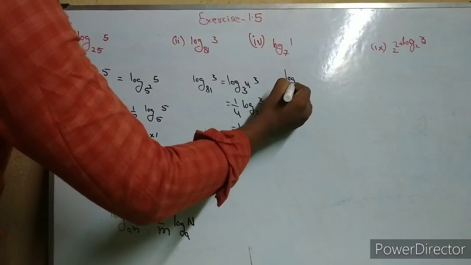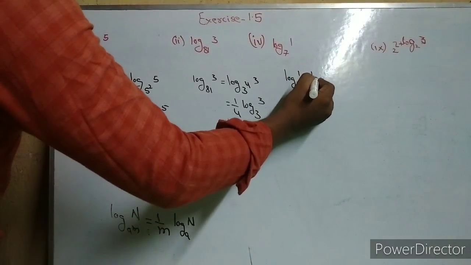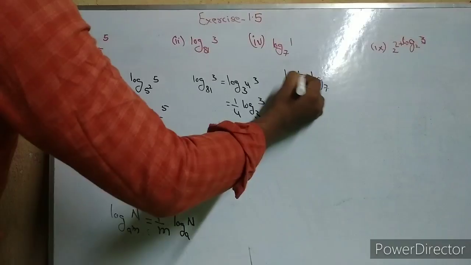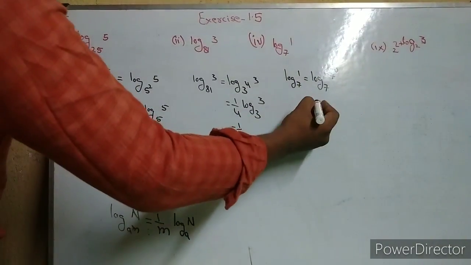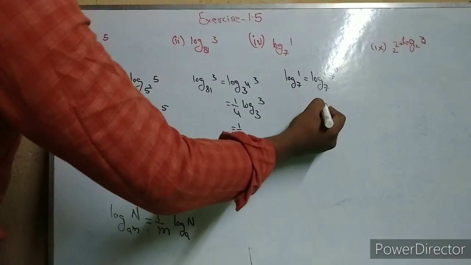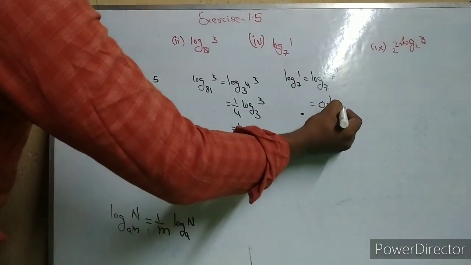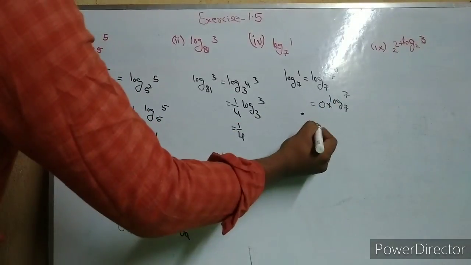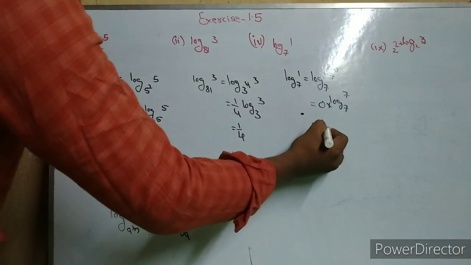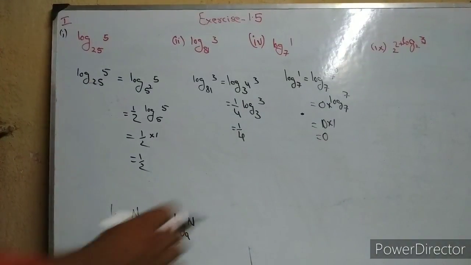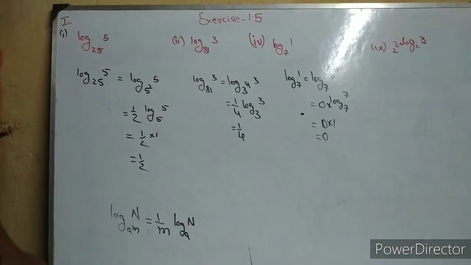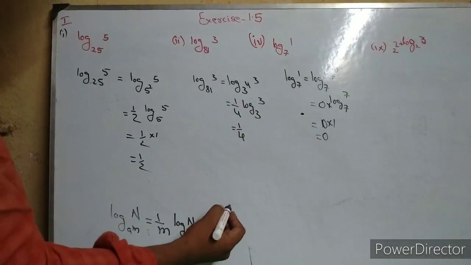So log base 7 of 1 is equal to log 7. 1 can be written as 7 power 0. Anything power 0 will be 1. So it can be 0 into log base 7 of 7, which will result as 0 into 1, which will be 0 only, right? 0 అయింది. Next last one, ఒకసారి we need another formula there.